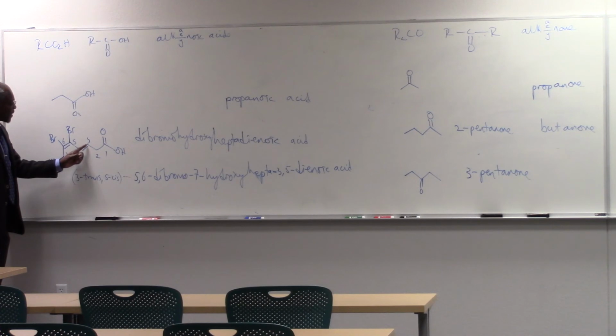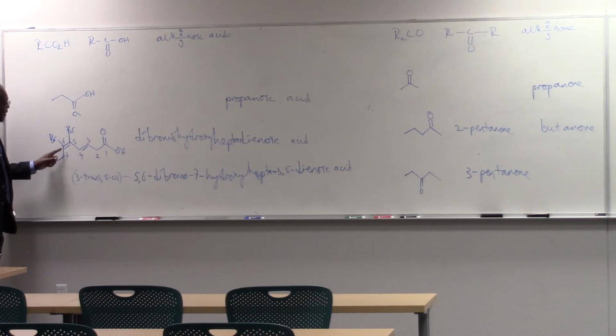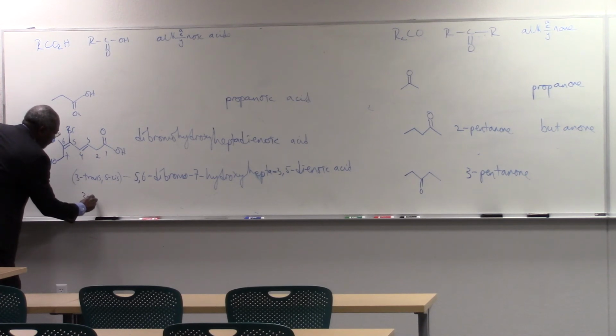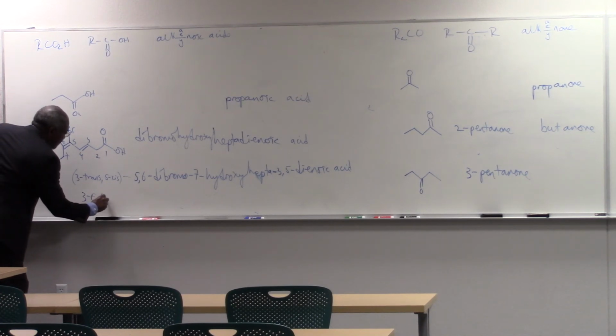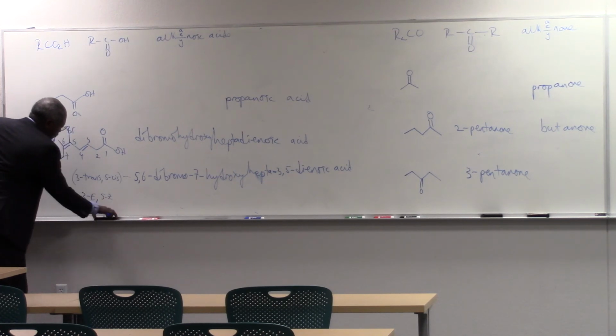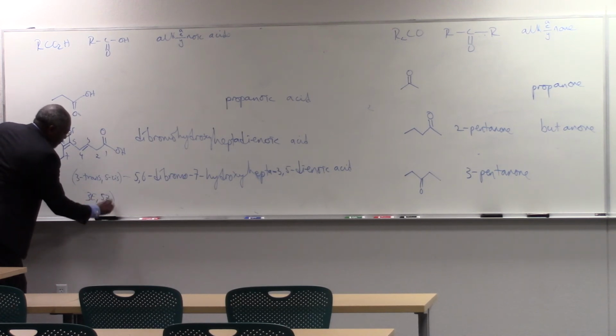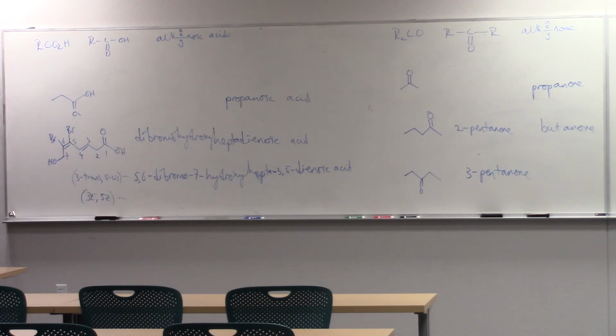Or, in terms of E and Z, this would be E, and this would be Z. Or I could call it 3E, 5Z. Well, actually, with these, I don't put a locant. I don't put a hyphen. So that's 3E, 5Z. Blah, blah, blah.